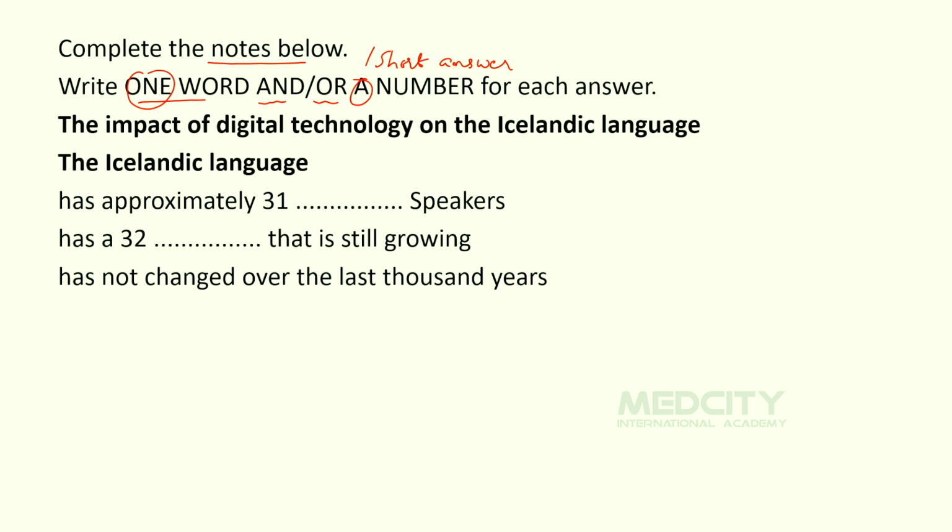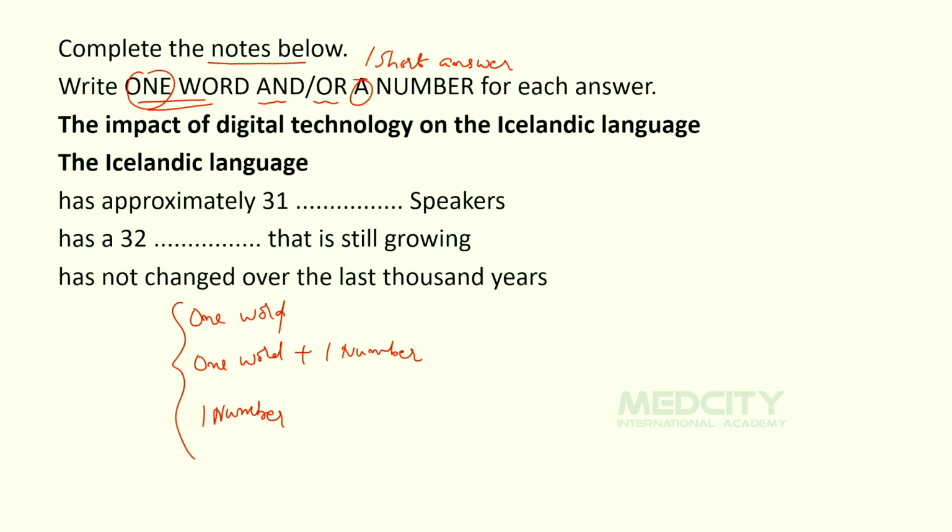So what are the possible variations that you can have in the answer? Either you can have one word alone as the answer, or you can have one word plus one number as the answer, or else you can have just one number alone as the answer. These are the only three possible variations that can come as answer to the questions as per the instruction. So it need not always be one word and or a number.